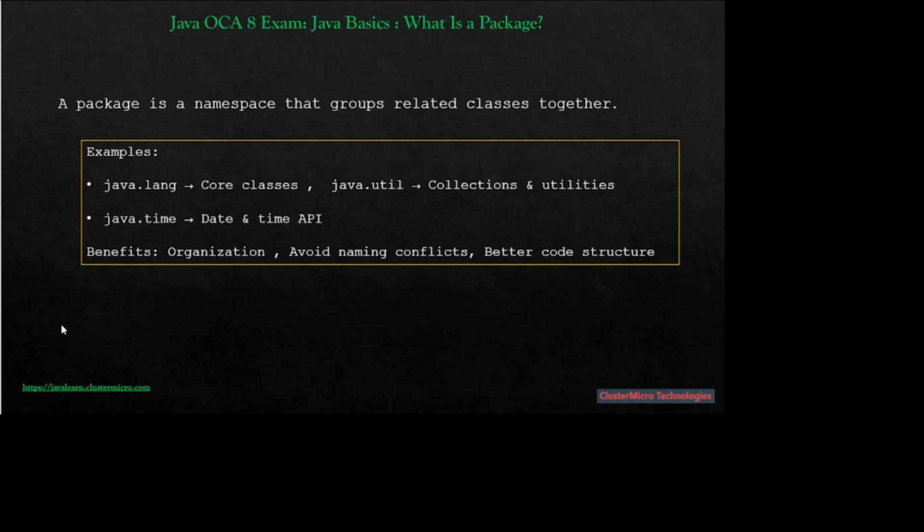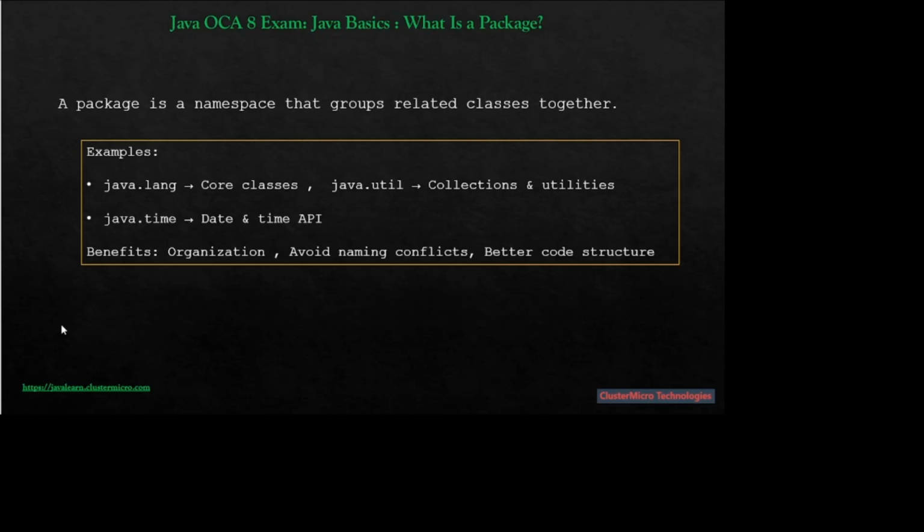For the OCA exam, there are a few important packages you will see. One is java.lang. This is the core package. It contains String, System, Math, Integer, the classes we use in almost every program. And here's the special thing: java.lang is automatically imported. You don't have to write import java.lang because Java does it for you.